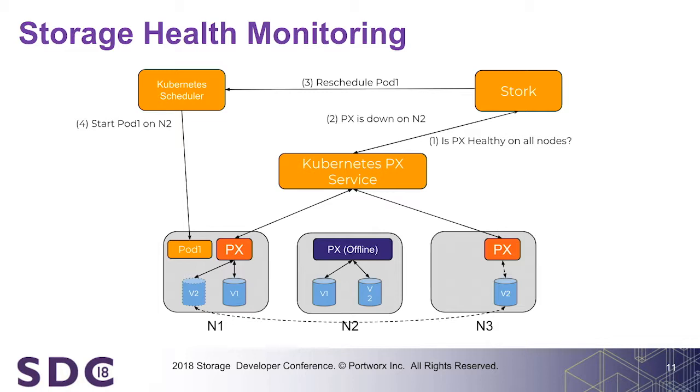And at this point, it's going to go through the filter and the prioritize workflow again. So when the filter request comes in, it's again going to realize that the storage system is running only on nodes N1 and N3, and it's going to filter out N2. And eventually, the pod is going to get scheduled on either N1 or N3 because they both had the same scores.